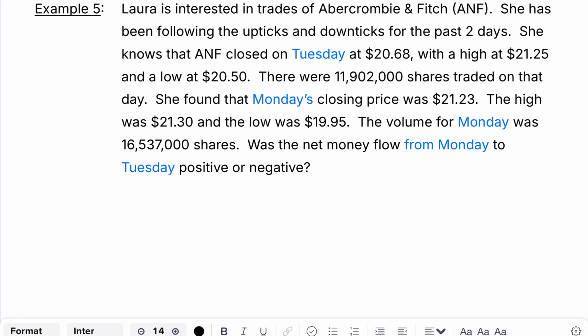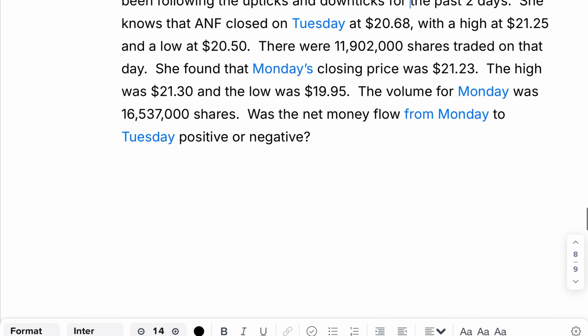She knows that Abercrombie and Fitch closed on Tuesday at $20.68, with a high at $21.25 and a low at $20.50. And there were 11,902,000 shares traded on that day. And she found that Monday's closing price was $21.23. The high was $21.30, and the low was $19.95. And the volume for that day on Monday was 16,537,000 shares. So the question here is, was the net money flow from Monday to Tuesday positive or negative?